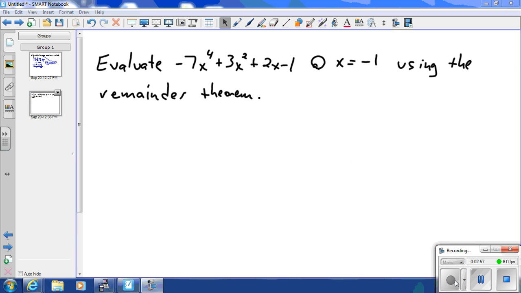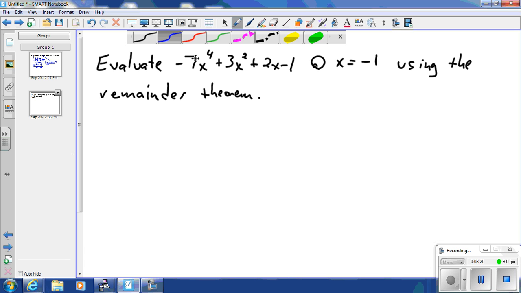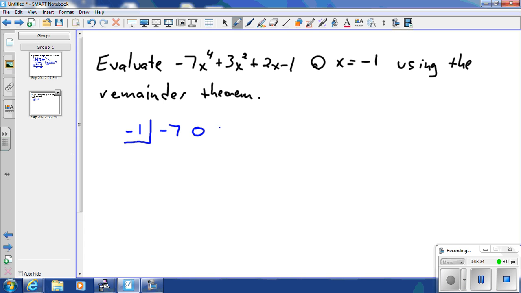A second problem, here using the remainder theorem, we're going to evaluate the function negative 7x to the fourth plus 3x squared plus 2x minus 1 at the value of x equals negative 1 using the remainder theorem. Well, one way to get this answer is to just take negative 1 and plug it in for x and see what you get. So I encourage you to do that, and what we're going to do here is demonstrate this using the remainder theorem. Basically what that says is I can divide by the negative 1 into negative 7x to the fourth plus 0x to the third, and then we have 3x squared plus 2x minus 1. The remainder, when we're done with this, is going to be the same as our function value.